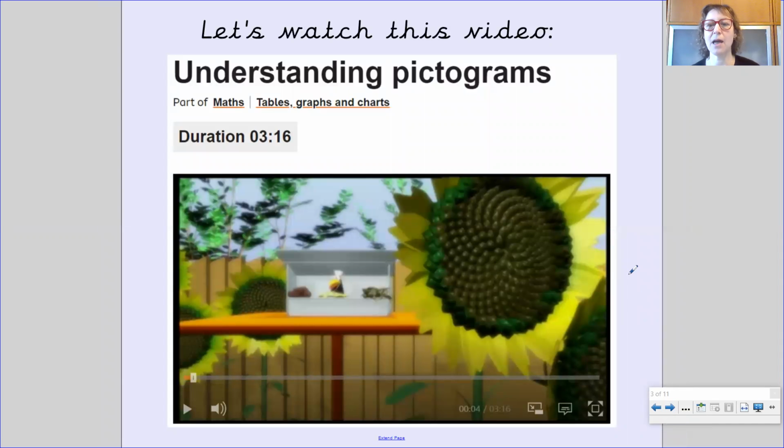Now, in the link below, there's a video for you to watch, which tells you about pictograms. So you can pause this video here, go and watch that one and then come back, or you can watch this one at the end. I am going to explain to you what a pictogram is, but this one does it better, probably.